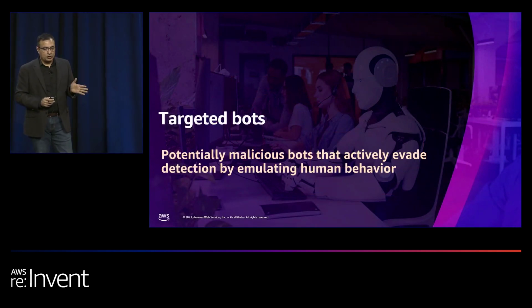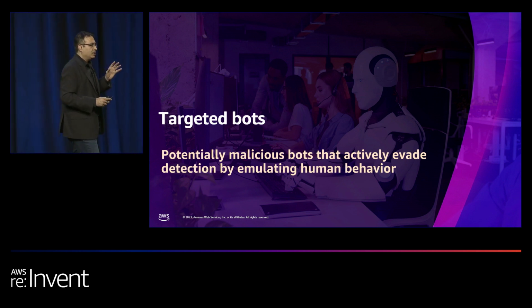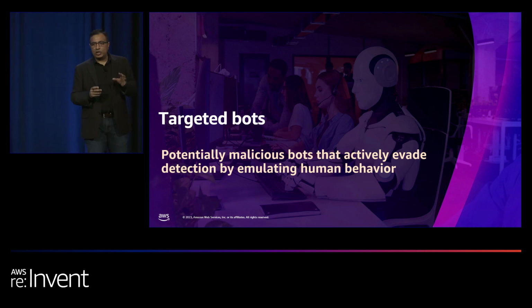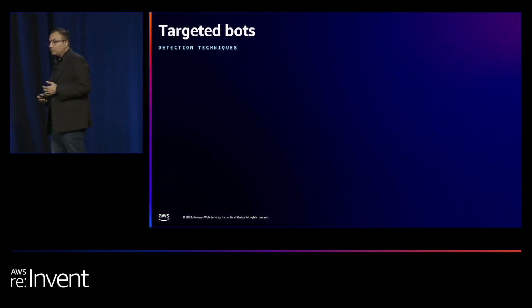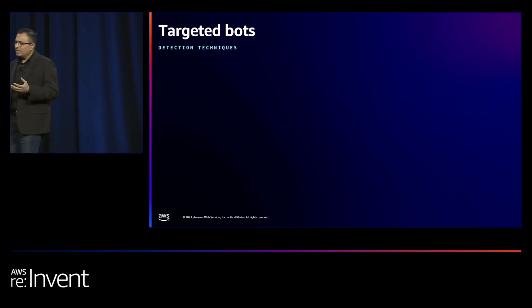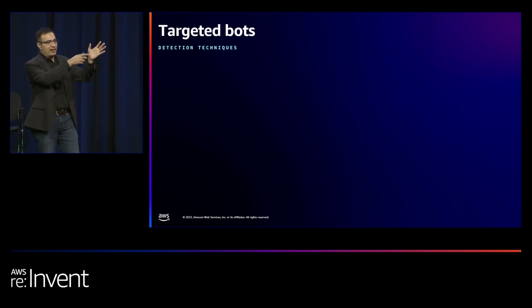Now let's talk about targeted bots. These are bots which will evade detection, they will try to emulate human behavior, and in many cases, they have financial incentives. So how do we detect these bots? They are constantly changing their techniques, they're evolving. And the moment you find a signature, find an IP address, find a rate, they're going to go right past it within minutes sometimes.